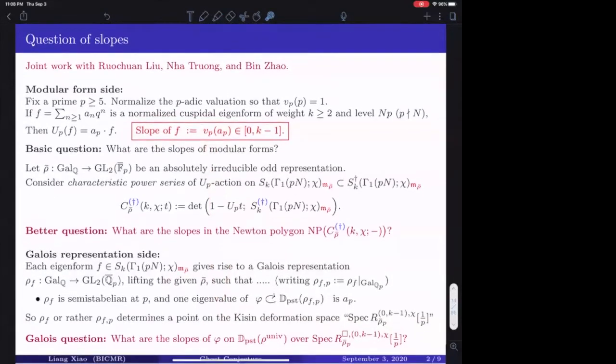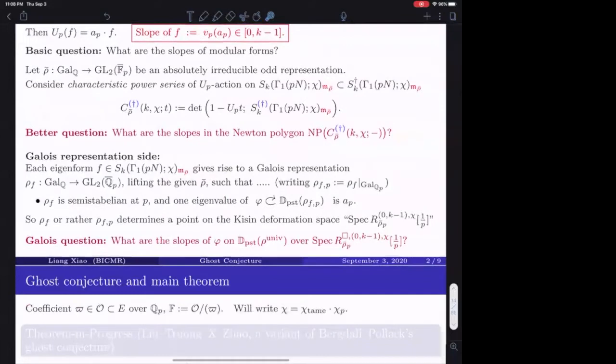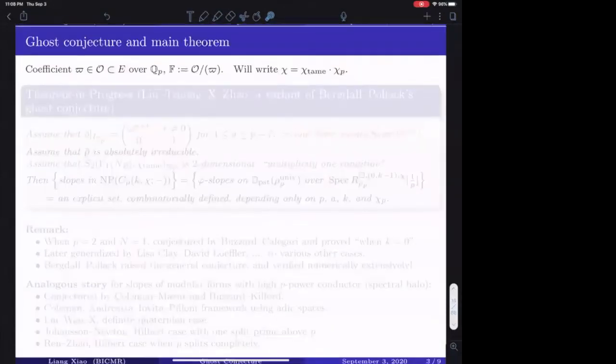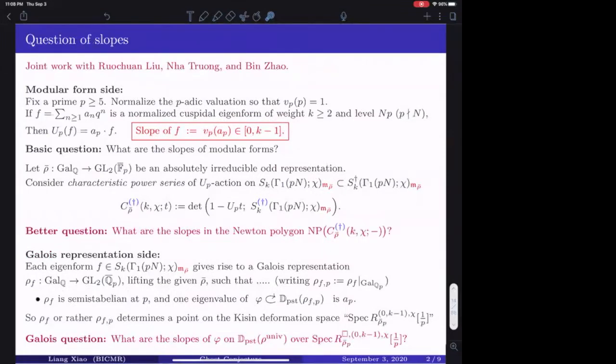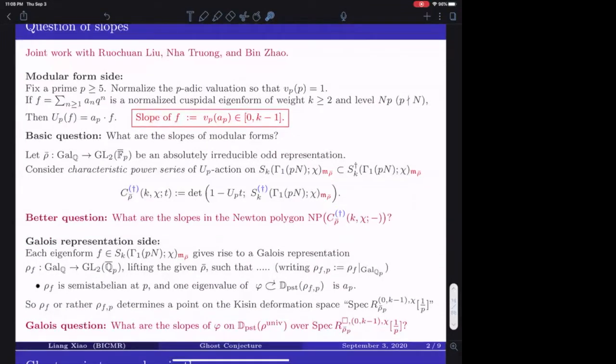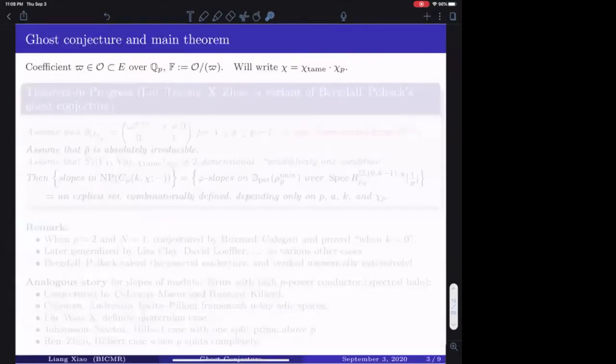So now we're going to talk about what we can say about these slopes on both sides. For this, let's fix a coefficient field. E is a finite extension of Q_p with ring of integers O, varpi is a uniformizer, and F is the residue field. Actually, I won't need much of this probably. I'm going to write chi for my Nebentypus character, the tame part and the part at p.